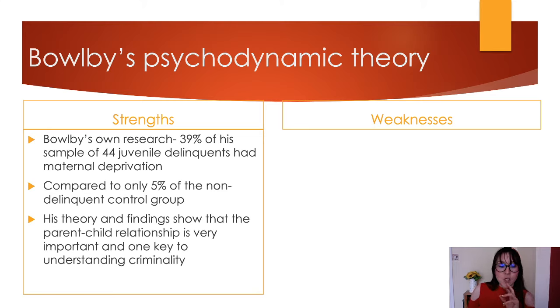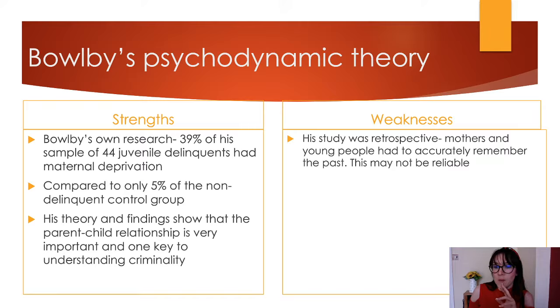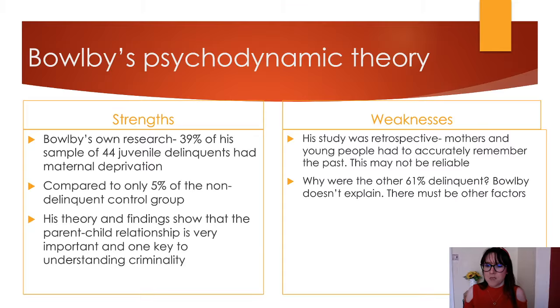His theory and findings show that the parent-child relationship is very important and one key to understanding criminality. However, his study was retrospective, so mothers and young people had to accurately remember the past, so we're talking about it retrospectively, so after it happens, going back in time to remember these things.